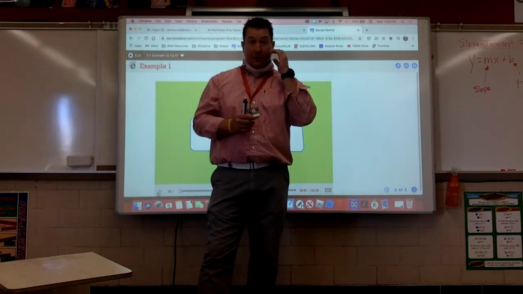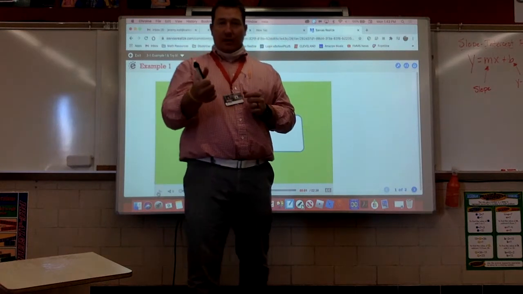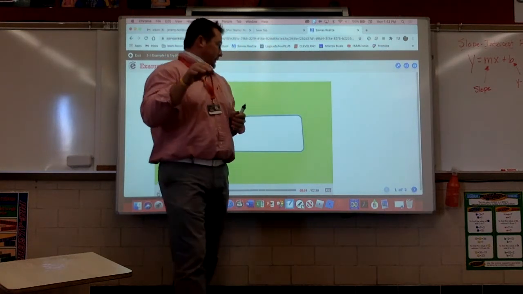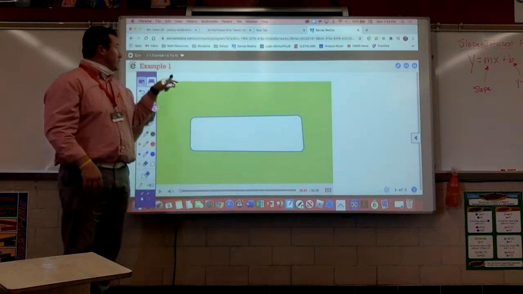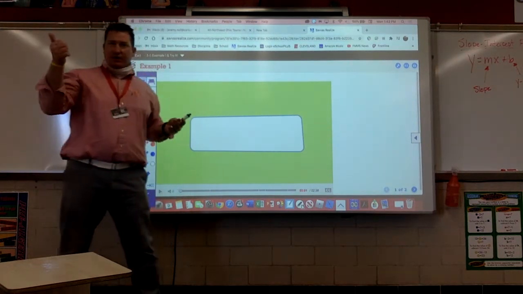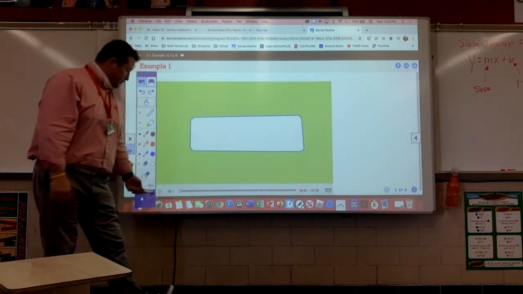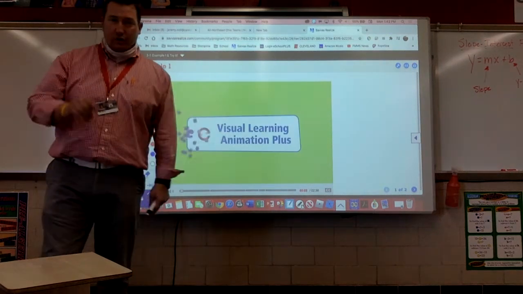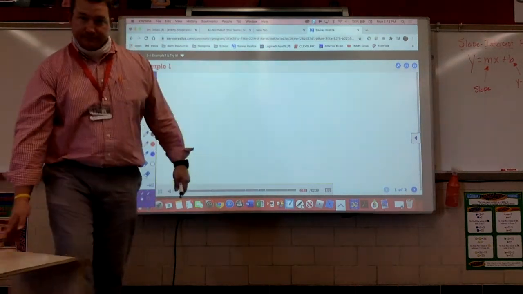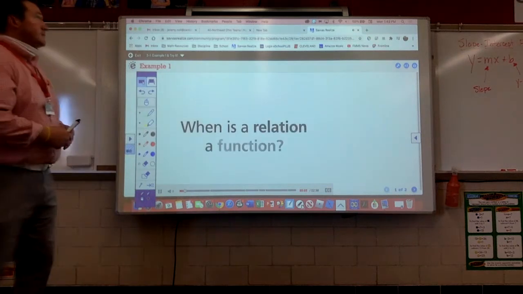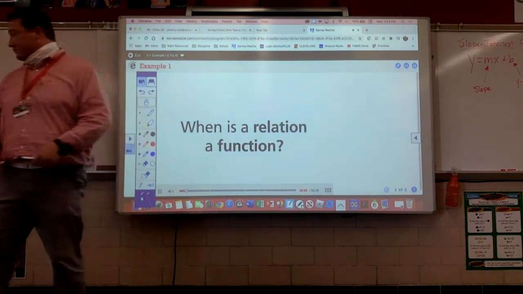Welcome to it. So we're going to be doing 3-1 today. We're on pages 160, 161 in our workbook. Here we go. So we're learning about these weird things we call inputs, outputs, relations, functions, all kinds of new words. Take good notes here. When is a relation a function? Think about this question during the lesson.